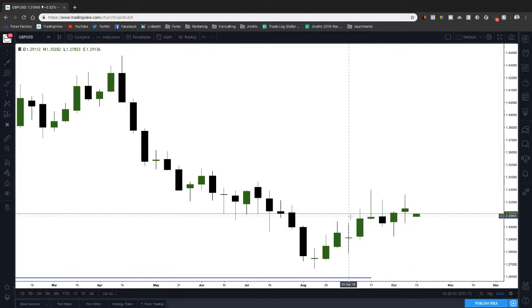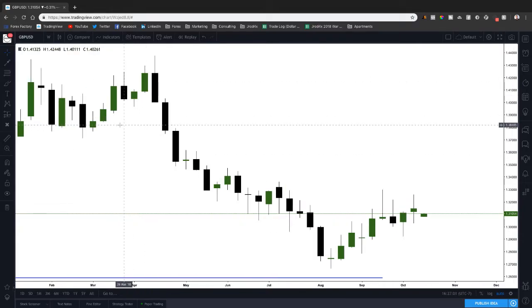You see? So what I would like to see from here is I want to start getting some movement like this, right? I want to start seeing either big bearish movement, big bullish movement.